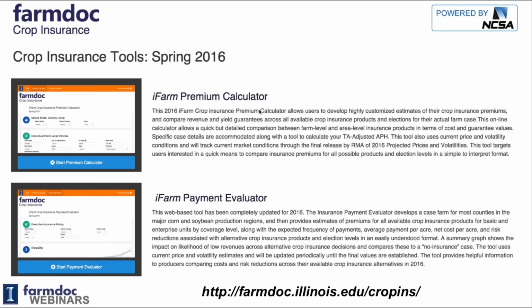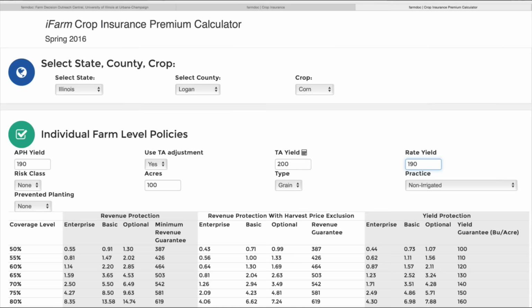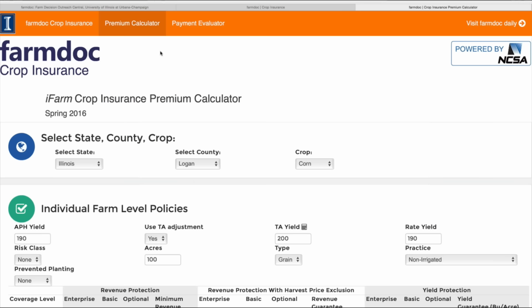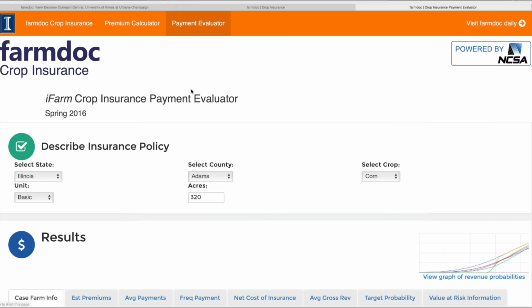I want to also show now. So we're suggesting that people take RP with HPE, or also look at ARP. A lot of the reasons for that you can look at in this iFarm payment evaluator, and this is a tool that we have on the web, and I'm in the crop insurance section, and I'm just going to run an example again through it. We had good luck with our previous one. So let me go to the payment evaluator, and I'm going to go into Logan County.